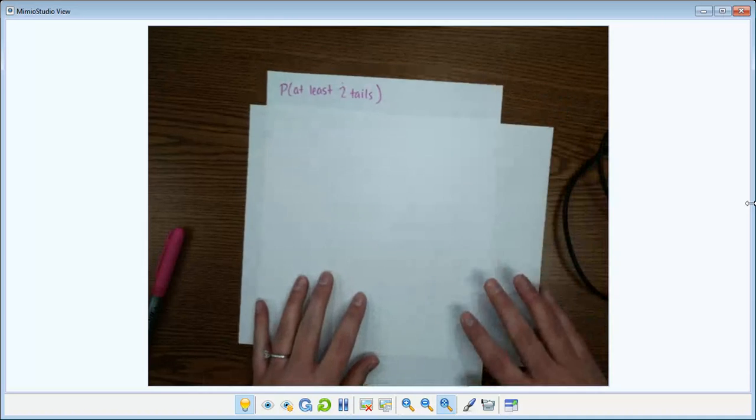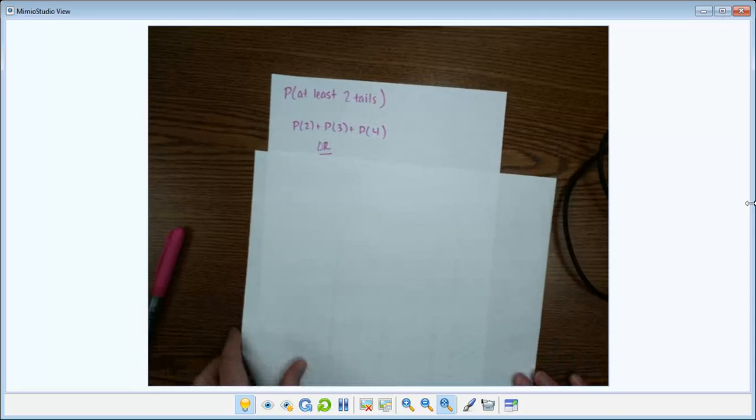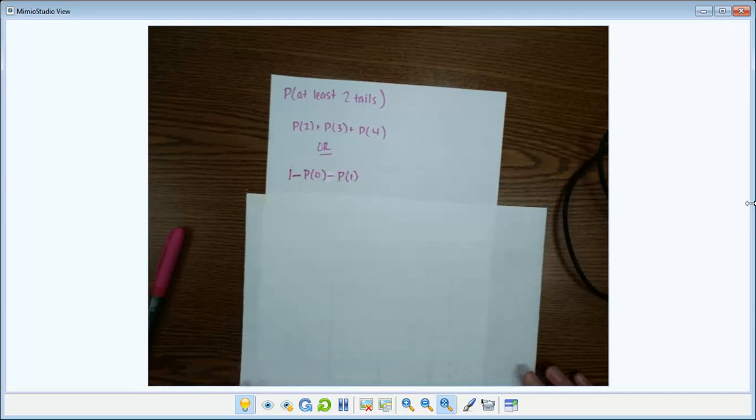Okay, one more quick example. Probability of at least 2 tails. We could take the probability of 2 plus 3 plus 4, or we could take 1 minus the probability of 0 minus the probability of 1.